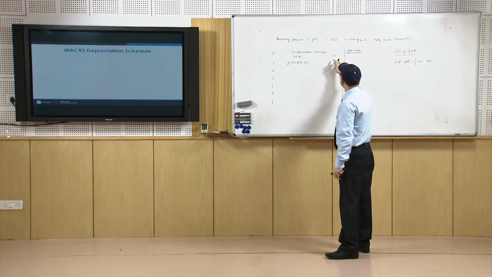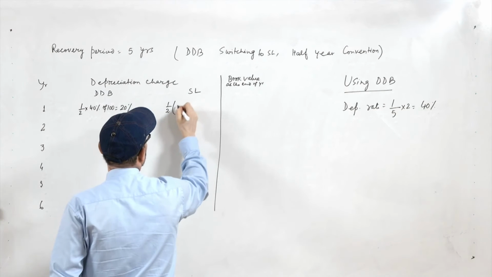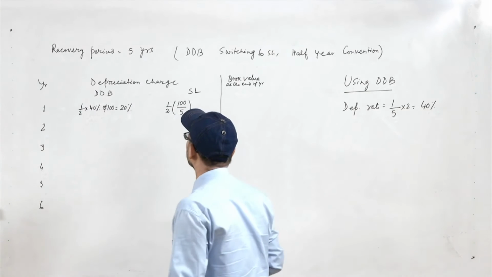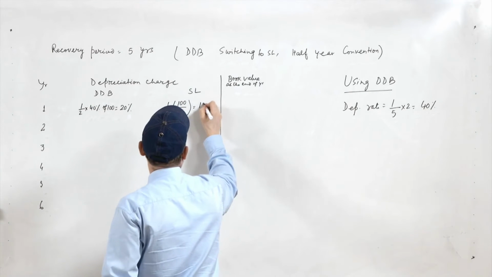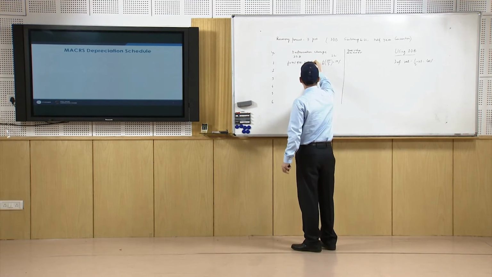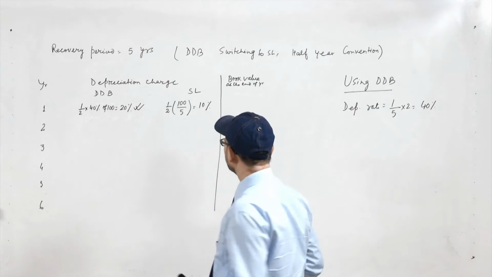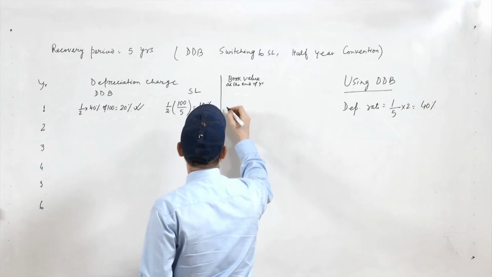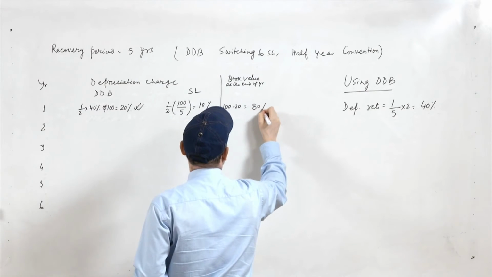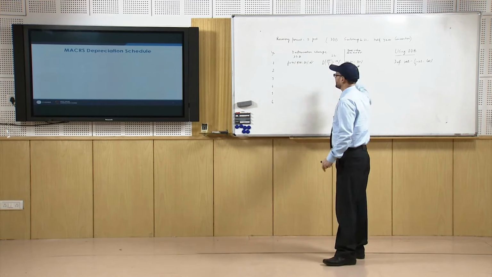If we take the straight line method, since it is done for half a year and the depreciation rate is 1 by 5, it will come to 10%. So what we see is that DDB is more. So this depreciation charge will be used, and because of that the book value will be 100 minus 20, that is 80%. So the book value remaining at the end of year 1 is 80%.